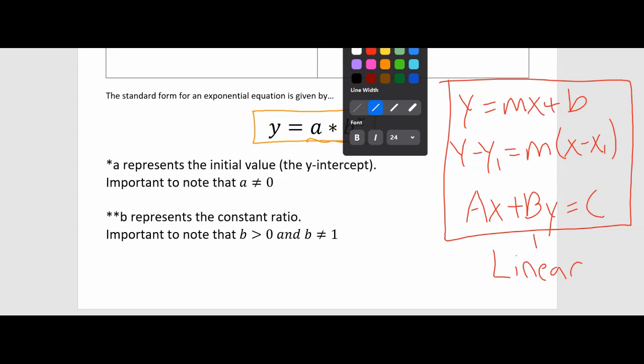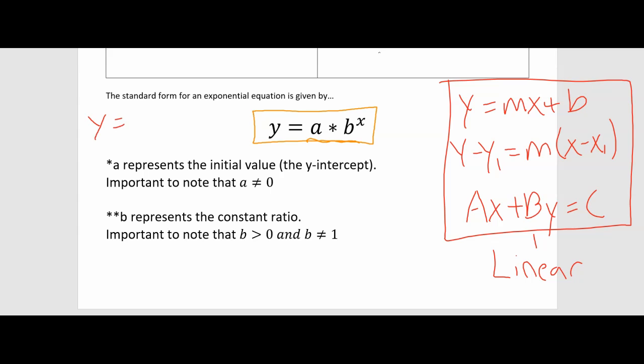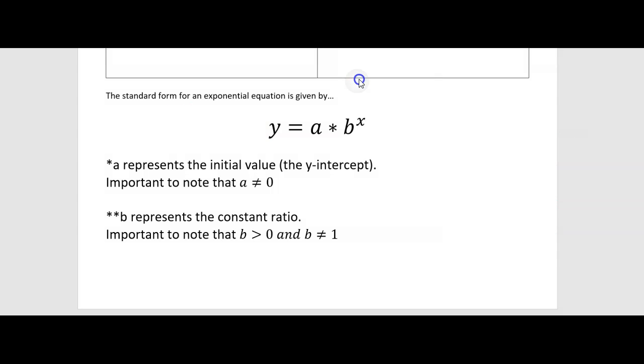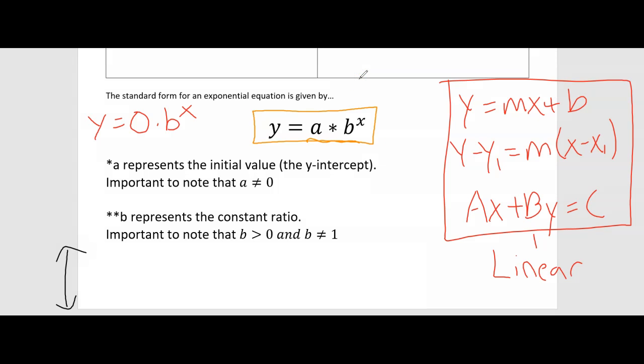You can think about it: if I made the a 0, so if it was y equals 0 times b to the x, then my function is always going to be 0, because 0 times anything is 0. So if my a was 0, I would just have a constant function, and here's what it would look like. If my y value was always 0, then my function would look like this. It would just be a horizontal line that is the x-axis. So a is not going to be 0, not if we have an exponential function.